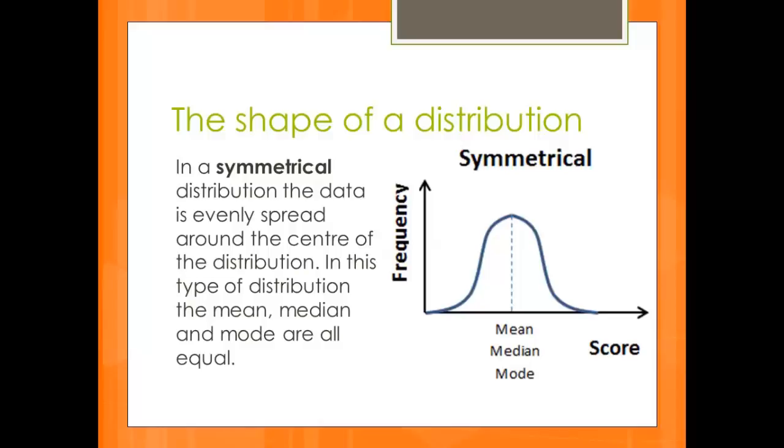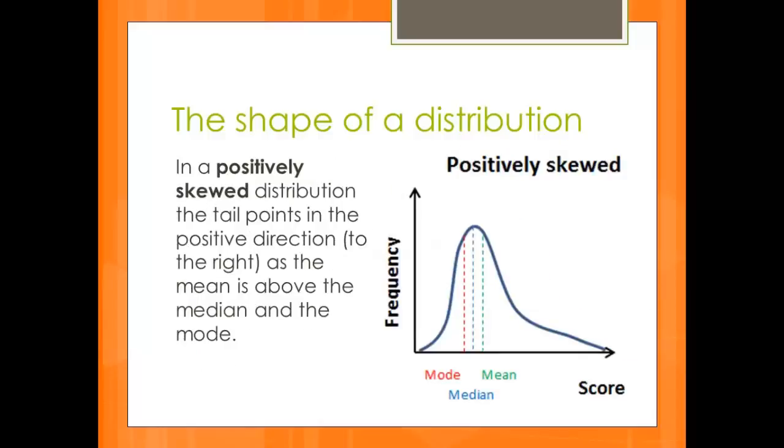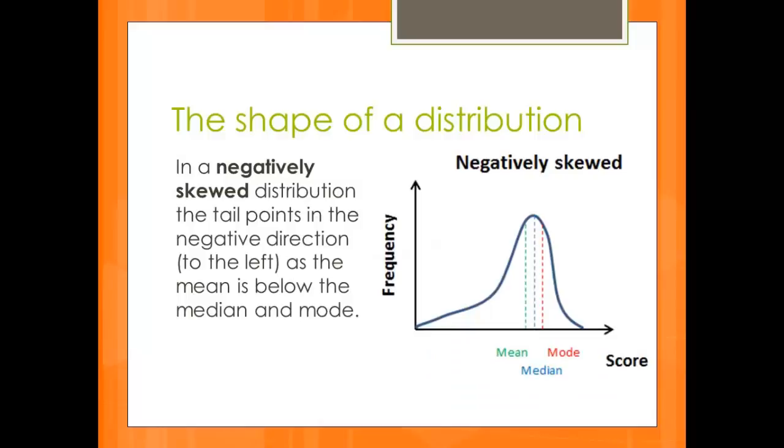Notice that the mean, the median, and the mode are all equal in a symmetrical distribution. If the data has a tail pointing to the right, then the data is positively skewed. The mode and median are smaller than the mean in a positively skewed distribution. A distribution where the tail points to the left is a negatively skewed distribution.